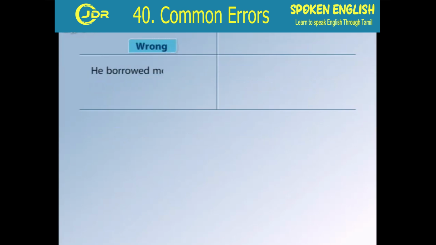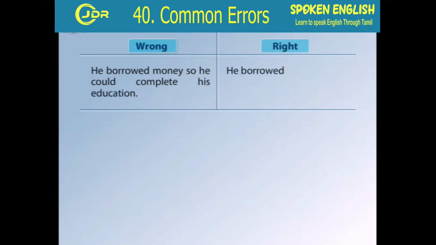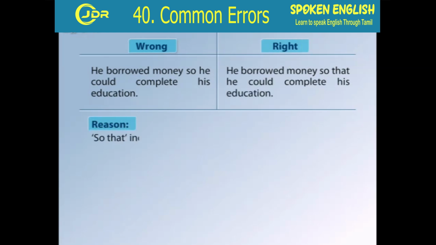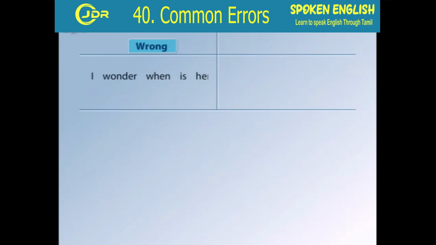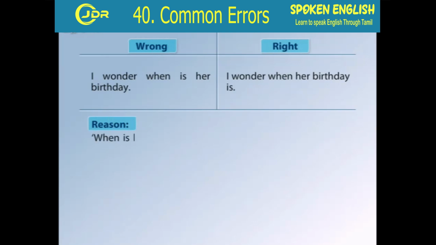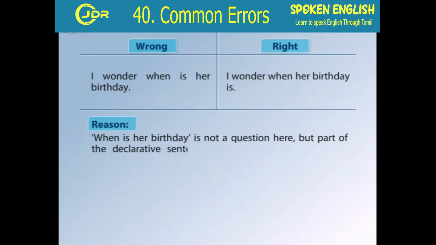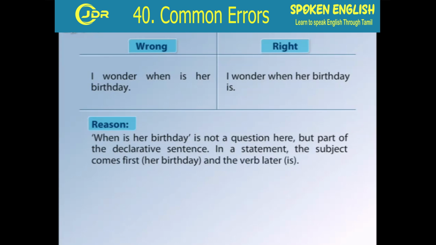Wrong: He borrowed money so he could complete his education. Right: He borrowed money so that he could complete his education. Reason: so that indicates reason. Wrong: I wonder when is her birthday. Right: I wonder when her birthday is. Reason: when is her birthday is not a question here, but part of the declarative sentence. In a statement, the subject comes first, her birthday, and the verb later, is.